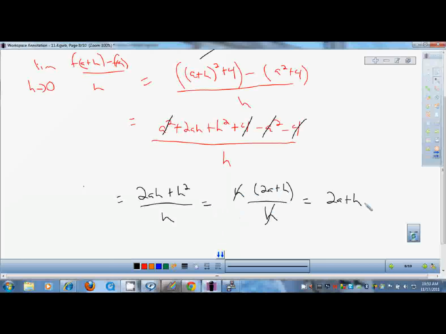Now, unlike the last one, that's an actual equation. When the dust is settled and everything gets canceled as much as it's going to, and if you do it right, the h in the bottom should always go away. If your h in the bottom doesn't cancel, something went wrong.